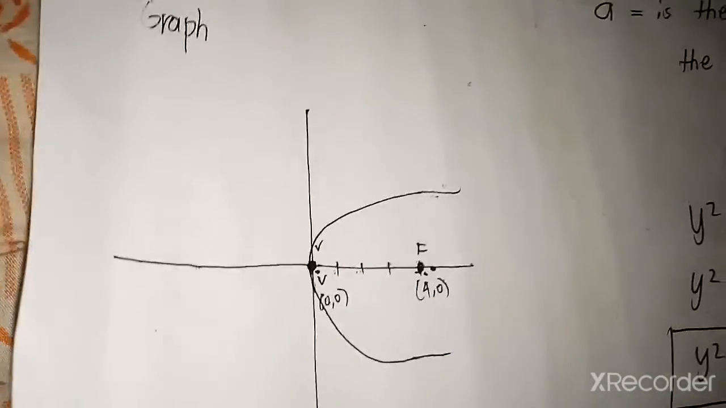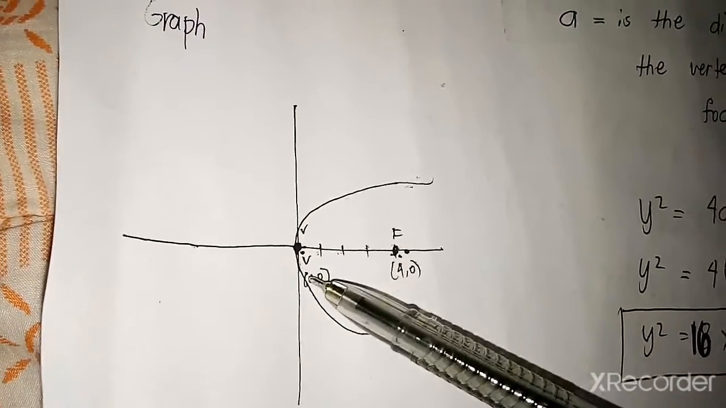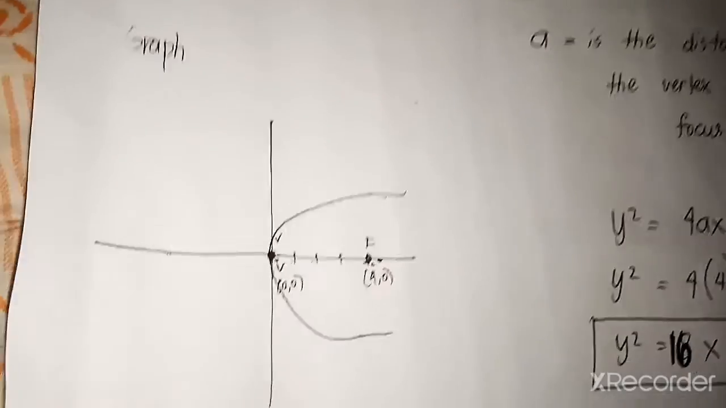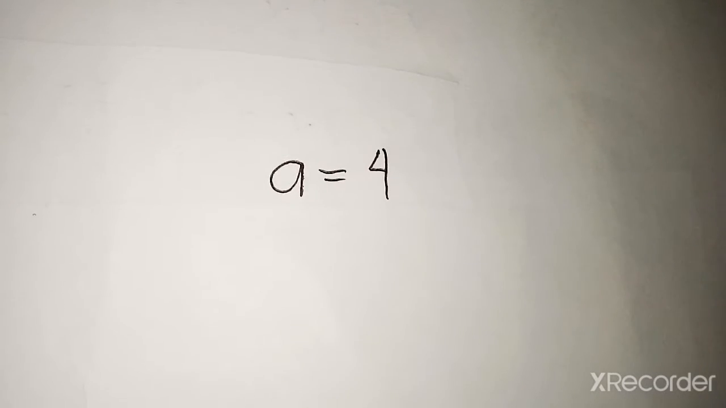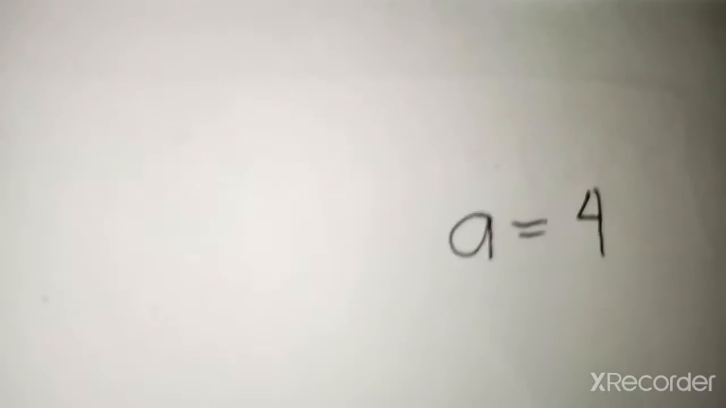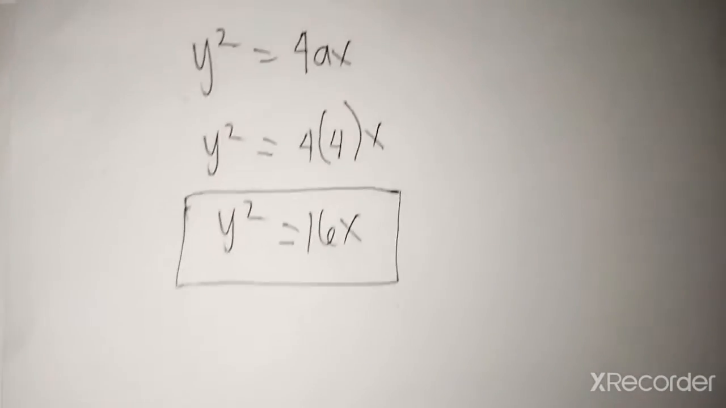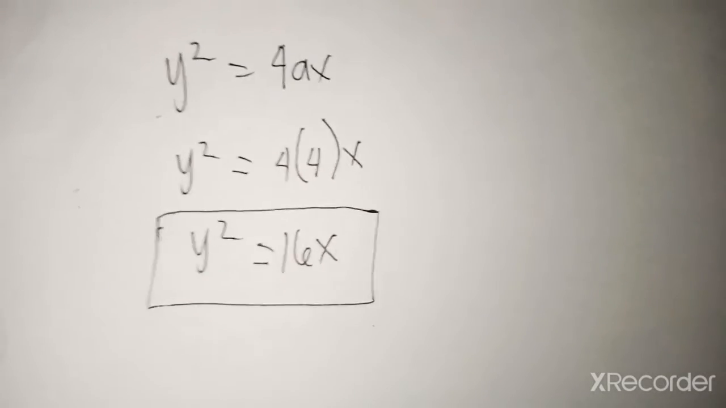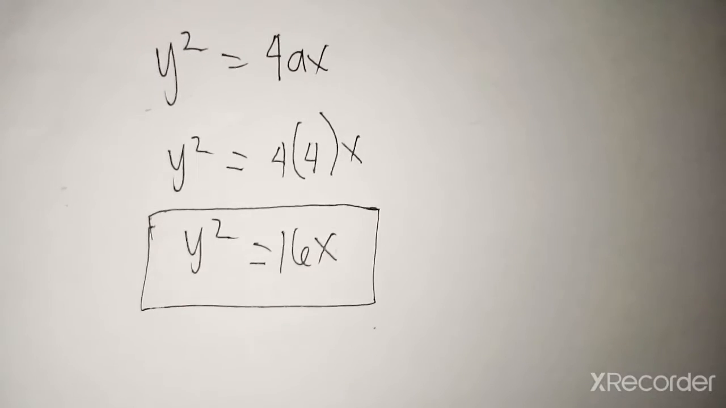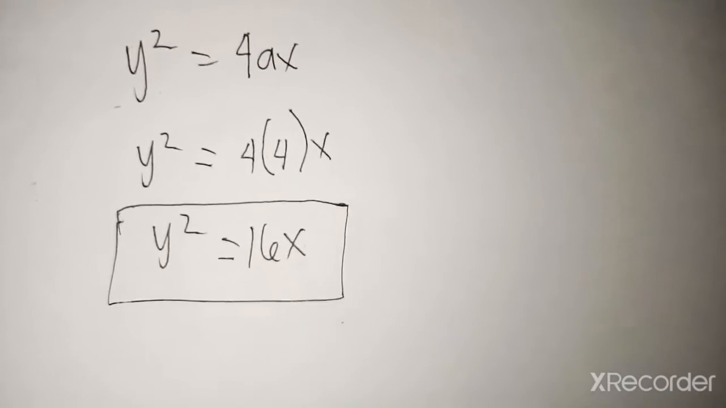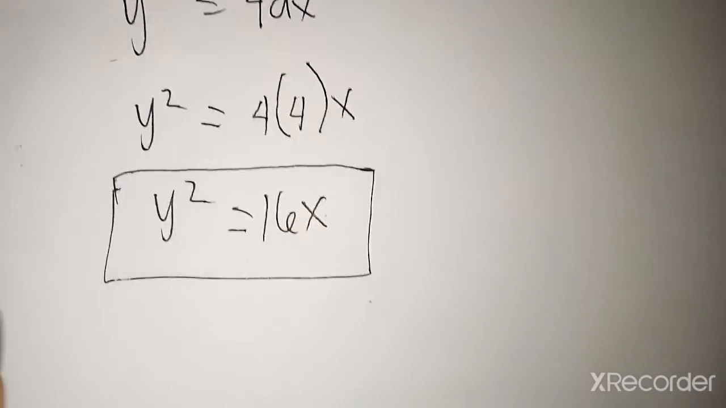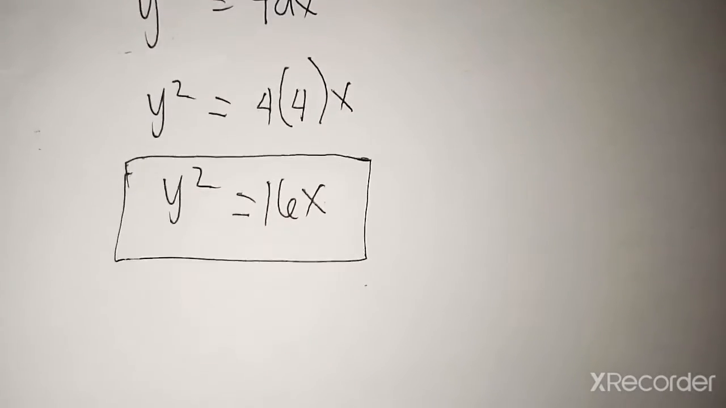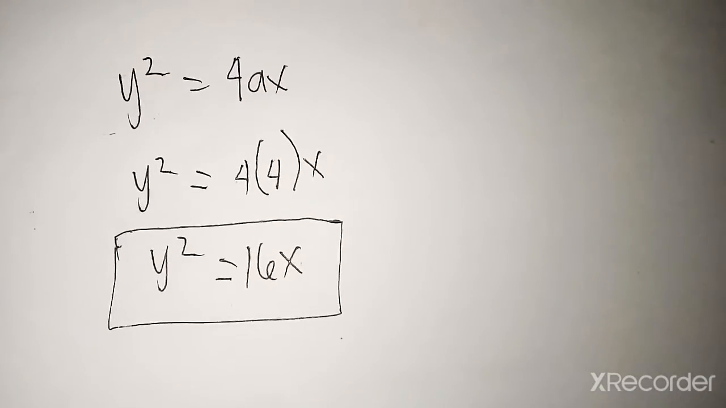We go back to our graph. So a is the distance between the focus and the vertex. So the focus: 1, 2, 3, 4. So our a is 4. Since we already know that a is 4, now we proceed. y squared is equal to 4ax. y squared is equal to 4 times 4 times x. y squared is equal to 16x. So this is our equation of the parabola having the vertex at the origin and the focus at (4, 0).